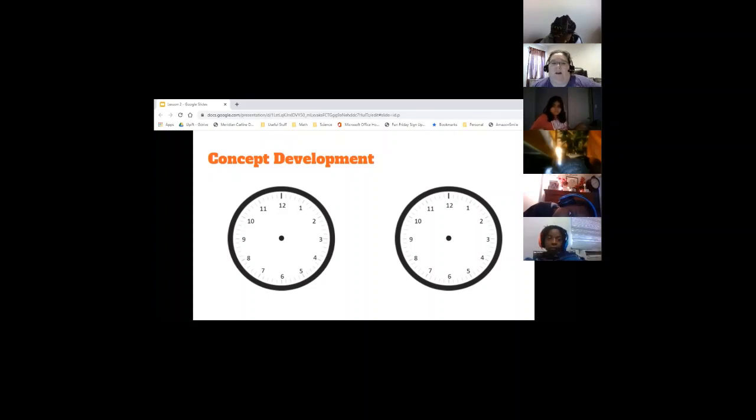Okay? So I'm going to label my clock so you guys can see. All right, so this is both 0 and 60. This 12 is both 0 and 60, right?